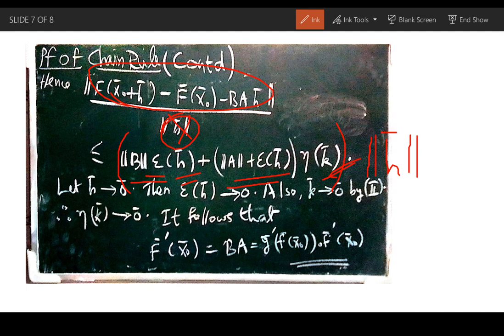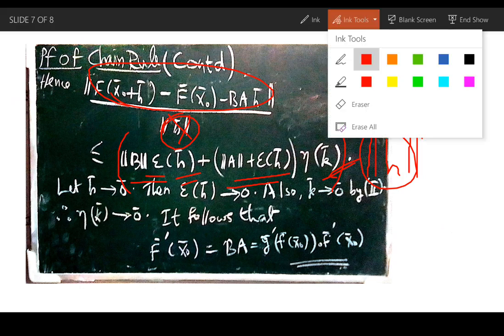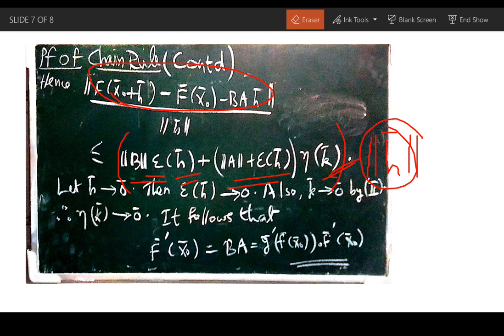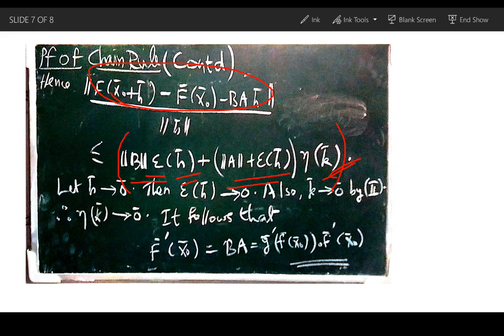Now divide by this norm of h, both sides. When you divide by norm of h, this goes, and you have this thing. Hope you understood. Now take limit as h tends to 0. Then as we observed, epsilon of h tends to 0. Also norm of k is less than or equal to norm A plus epsilon of h into norm of h.